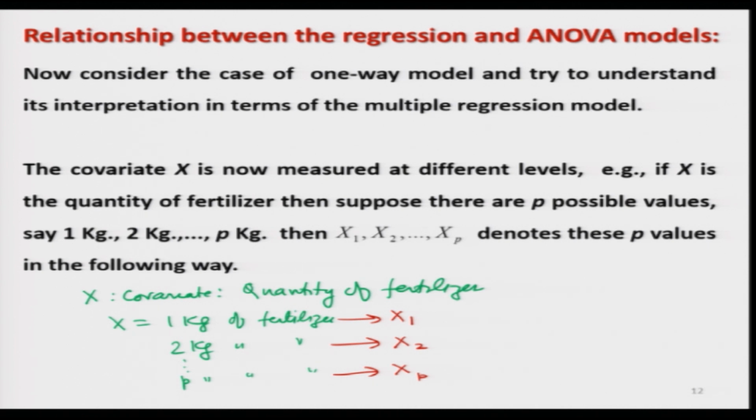Right. So, now you can see that once again you have the variables x1, x2, xp, but they indicate the values of the covariate. Whereas, when you consider the linear regression model, in that case x1, x2, xp are going to be different variables, say temperature, rainfall, irrigation, etc.